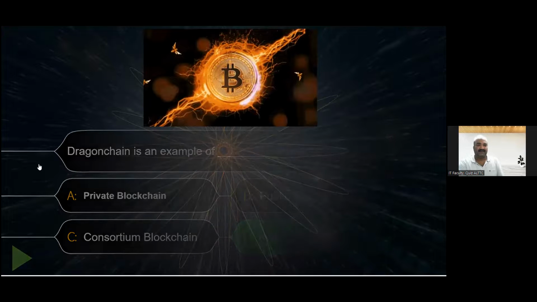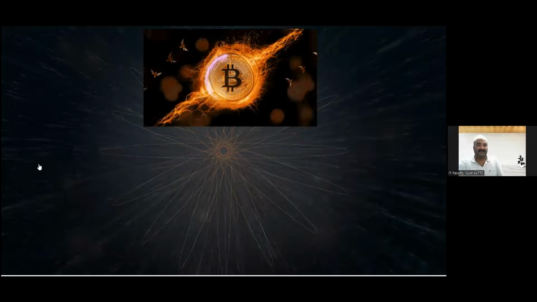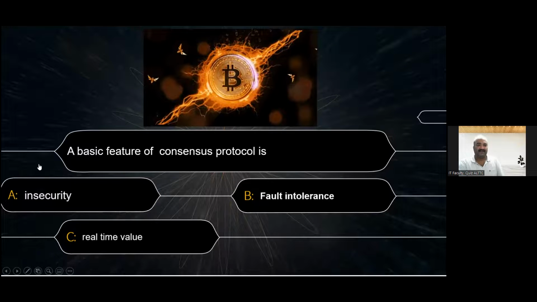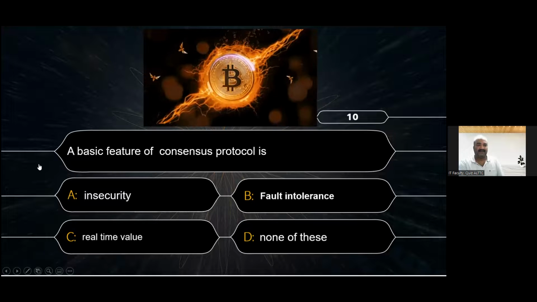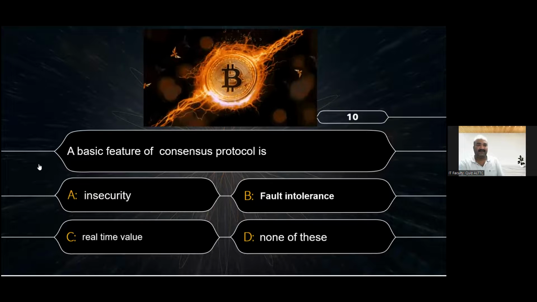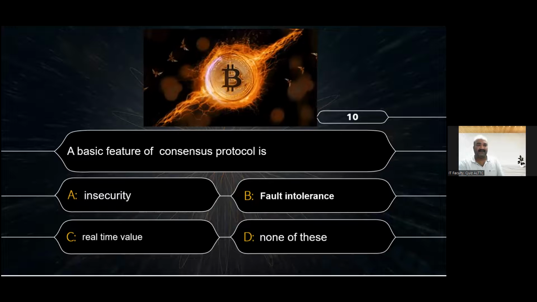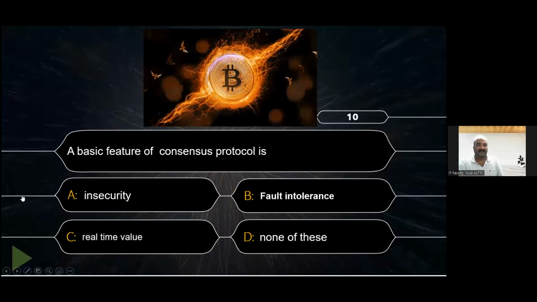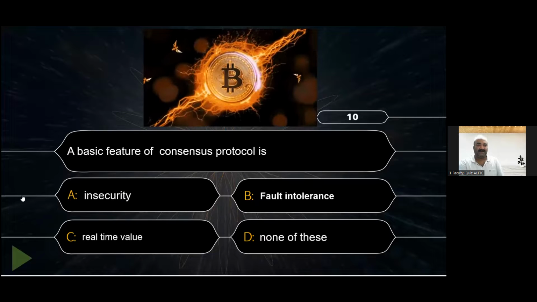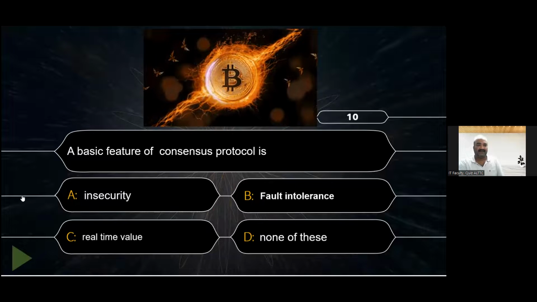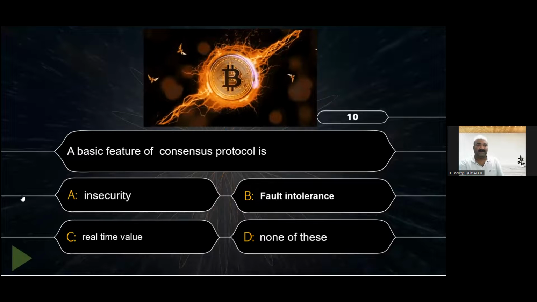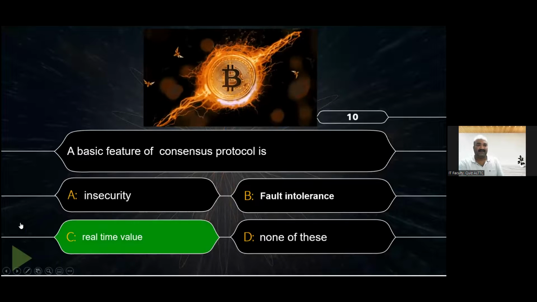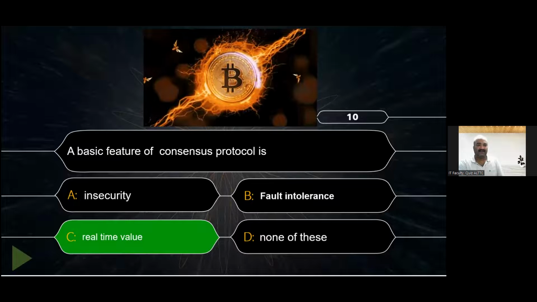Here is the next question. Basic feature of consensus protocol is option A, insecurity. Option B is fault intolerance. Option C is real-time value, and option D is none of these. So I'm getting answer as C. Let's check for the correct answer. Let's go to the next question.